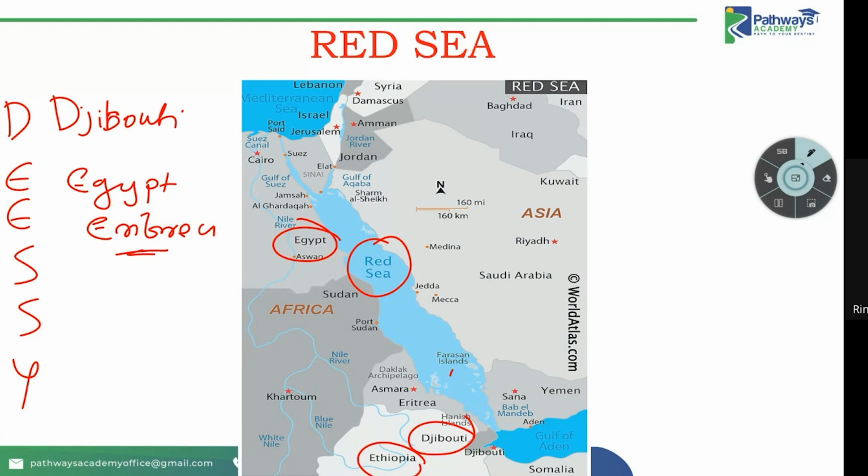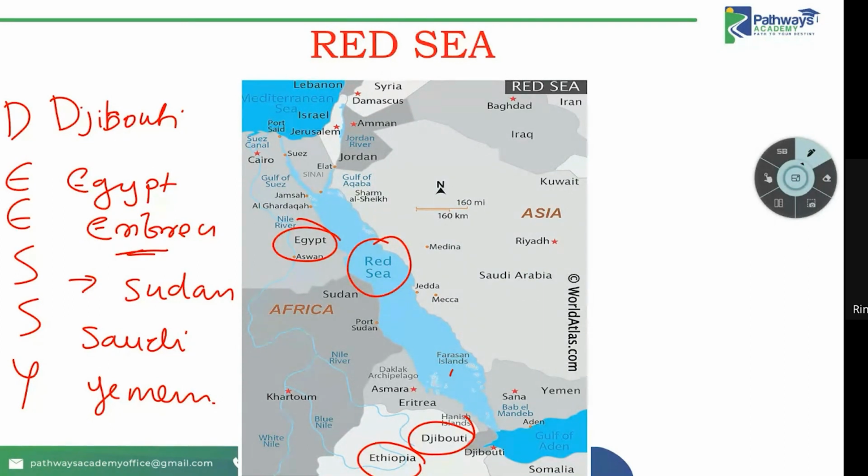Then next is Sudan, Saudi, then Yemen. These are the nations bordering the Red Sea: Djibouti, Egypt, Eritrea, Sudan, Saudi, and Yemen. Please note it down. Ethiopia is not bordering the Red Sea.